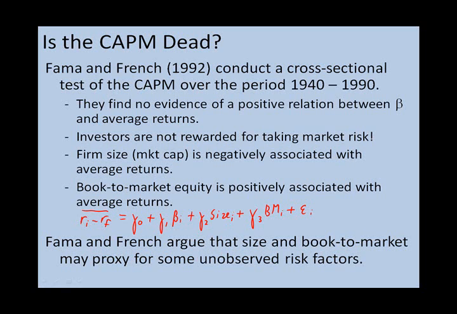And what they found is that gamma 1 is approximately equal to 0, gamma 2 is less than 0, size is negatively related to average excess returns, and gamma 3 was greater than 0. Book-to-market ratios are positively related to average returns. This prompted many people to suggest that the CAPM is dead. There is absolutely no evidence that the more market risk you take, the higher the average returns you earn.